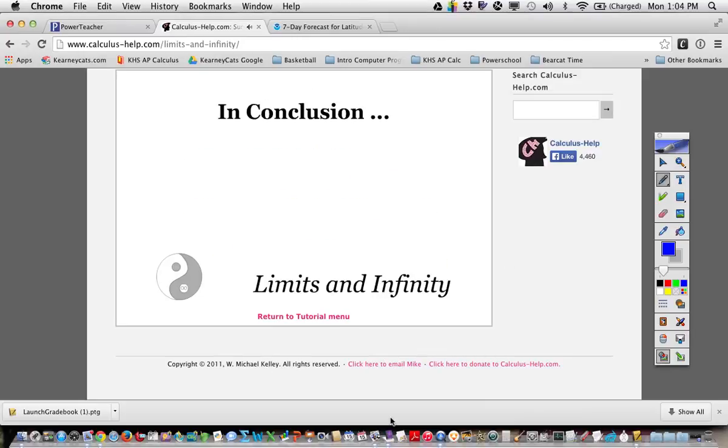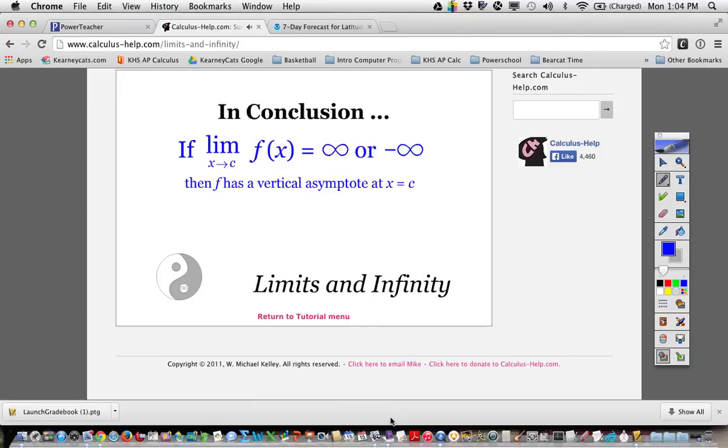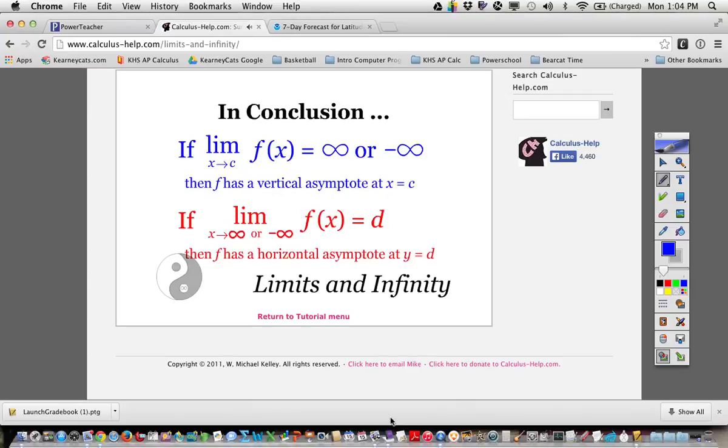In conclusion, if the limit as x approaches c of f(x) is infinity or negative infinity, then f has a vertical asymptote at x equals c. So, like you get 11 over 0, something like that. Whereas, if the limit as x approaches infinity of f(x) equals d, then f has a horizontal asymptote at y equals d. One word of caution.